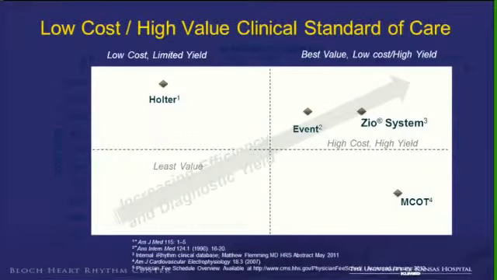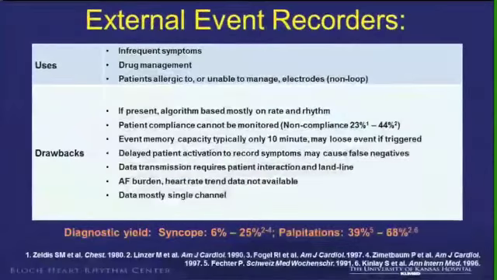So here we see that the Holter monitor, when we were trying to look at cost and value perspective, ends up being a very low cost but limited yield product. You know, the Zio system kind of increases our yield with a lower cost, but now we're going to talk about some of the other types of event recordings that we can do.